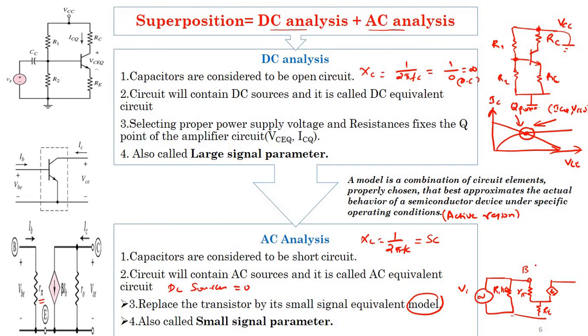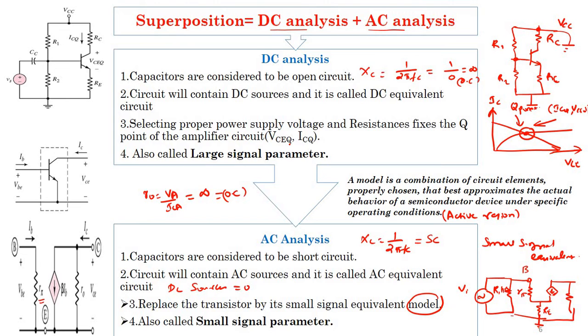I am going to neglect R0. Why? Because R0 is VA by ICQ, where VA is the early voltage. If I consider the early voltage as infinity, R0 will become infinity, so it can be considered as an open circuit. And then I will consider RC, where the other end of RC is grounded. So this is called the small signal equivalent.